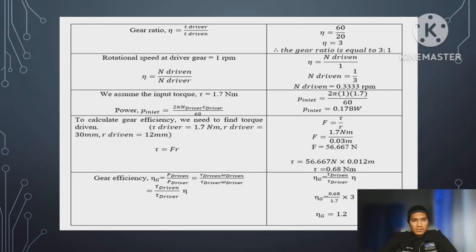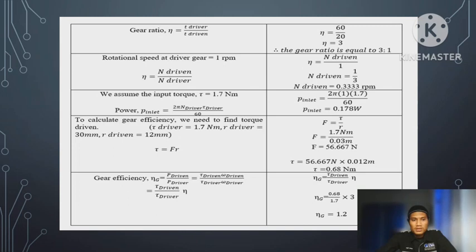Then rotational speed at the driver gear equals 1 RPM. Then the formula is N driver gear over N driven gear. To get the power of the gear, we assume the input torque is 1.7 Nm. Then the formula of power, P inlet equals 2 pi times N driver gear times torque driver gear over 60.